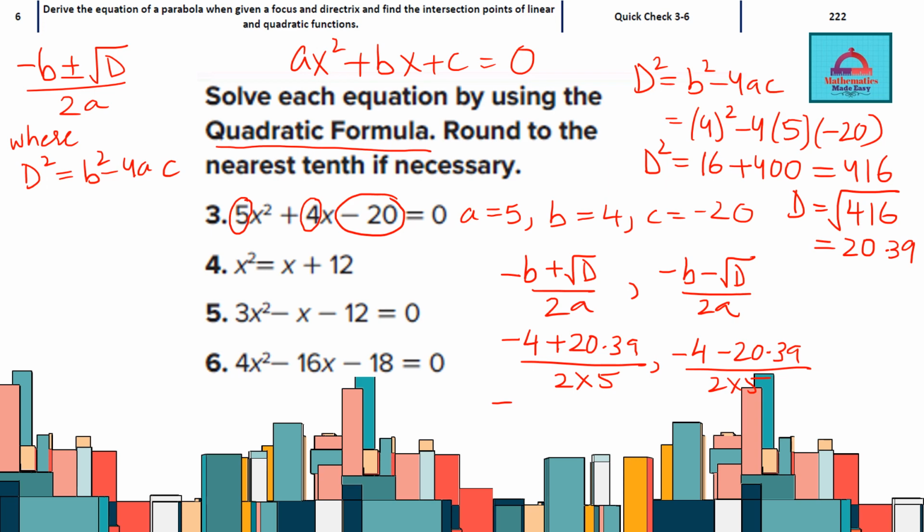So again let's simplify. On simplification, the value comes out to be 2.439, which is roughly 2.4. That's the first root, and the second root here comes out to be approximately minus 2.4. So the two roots are plus 2.4 and minus 2.4 for this question. Let's do the next question in the next slide.